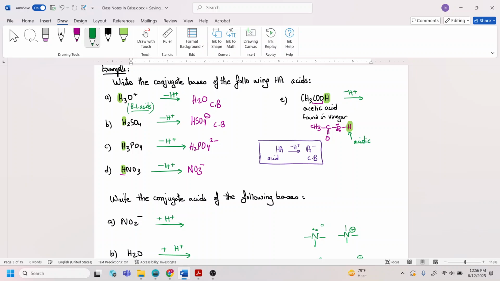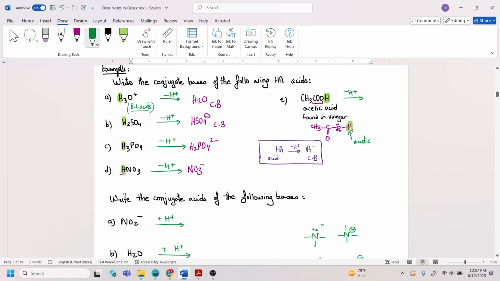See, vinegar is edible, right? So acetic acid cannot be a strong acid. It has to be a weak acid, because you cannot consume a strong acid. So vinegar, which is acetic acid, is a weak acid.